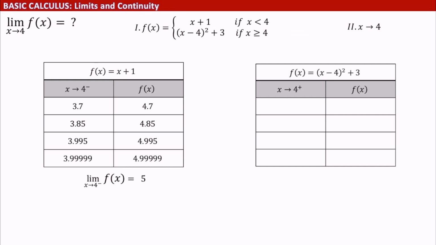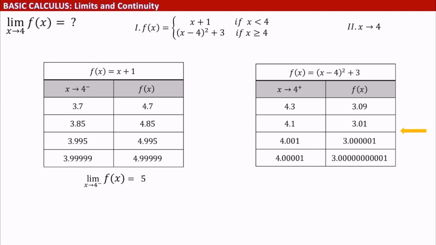Now, let's choose a starting value for our x column. I'll start with 4.3. From here, I'll get closer and closer to 4. For the next value, I'll have 4.1. Next, I'll have 4.001. And lastly, I'll have 4.00001. As you can see here, our x approaches 4 from the right. Let's have the f of x column. Substituting 4.3 to our function, I have 3.09. Substituting 4.1, I have 3.01. Substituting the third and the fourth value, I have the following f of x values.